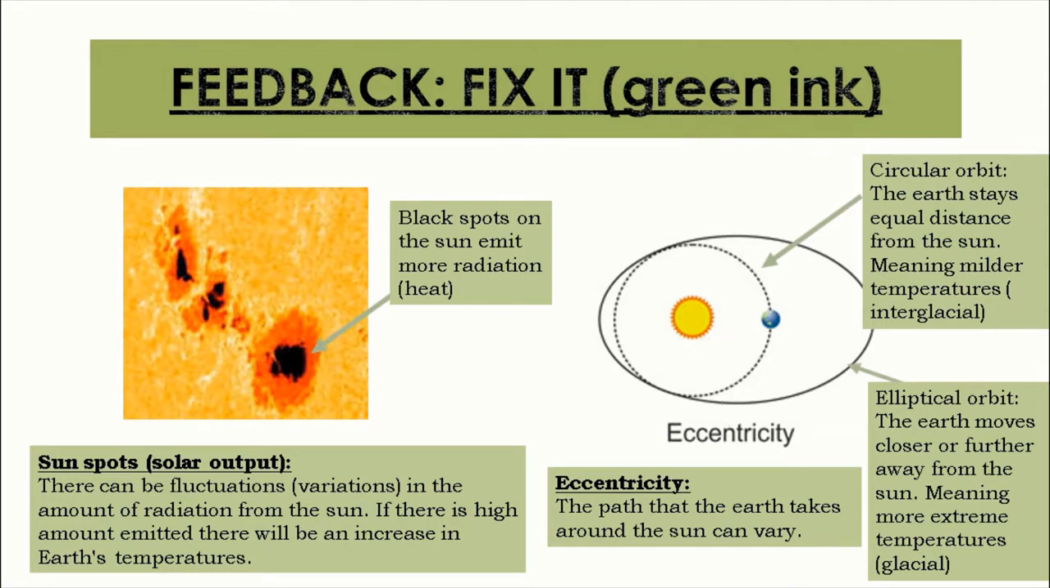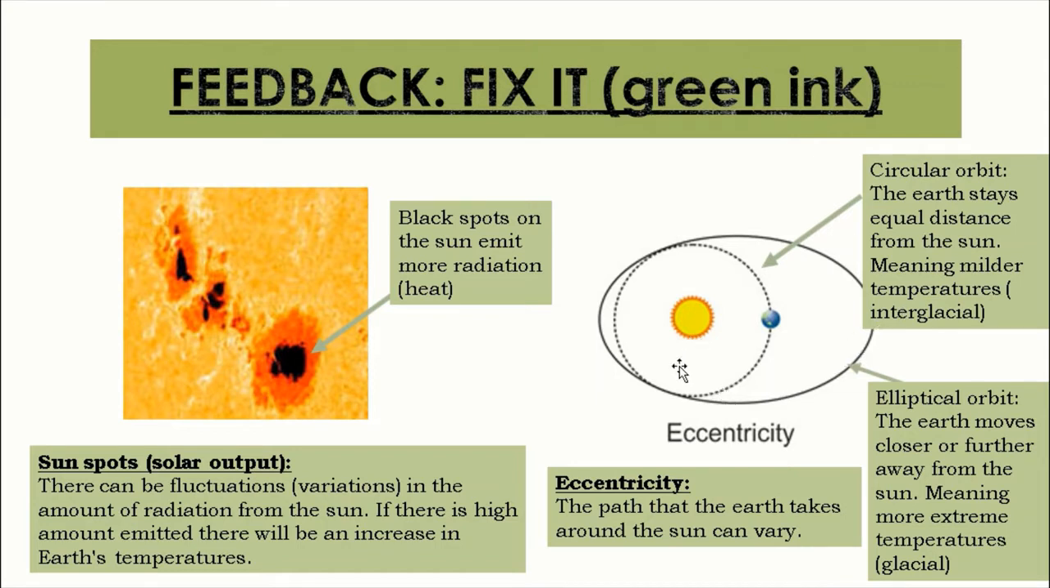Okay, the second cause of natural climate change is our eccentricity. So eccentricity is the key word that the exam board specifies in regards to this. So make sure you know what this means. But all eccentricity means is the path that the Earth takes around the sun. So it sometimes can be more circular, as you can see here, and sometimes it can be more elliptical, so more squashed, a kind of squashed circle.